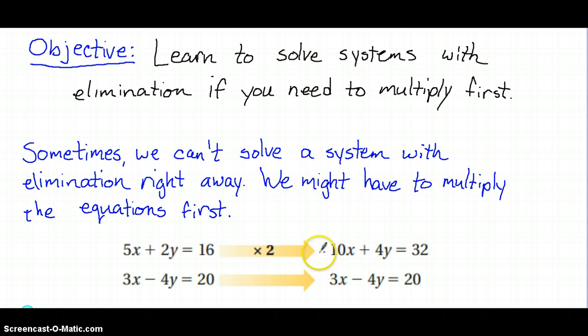We notice at this point, we don't have to change anything with the bottom equation, because while my x's won't cancel out, my 4's will if I add them. So if I have positive 4y plus negative 4y, those will in fact cancel out, and I would be able to use 10x plus 3x and 32 plus 20 to go ahead and solve that. So let's take a look at the first example.